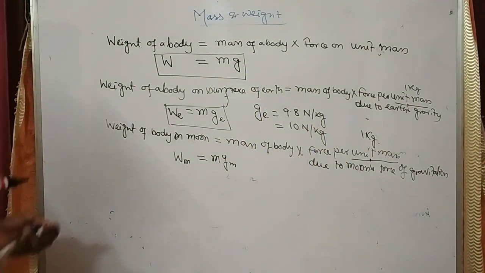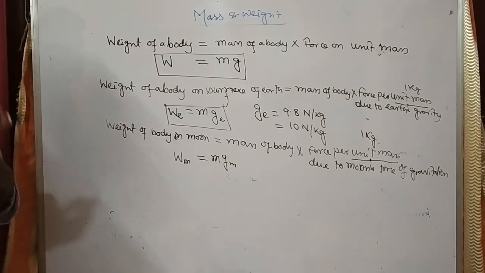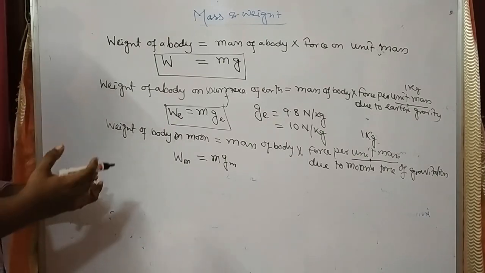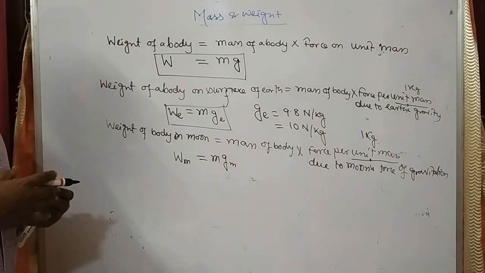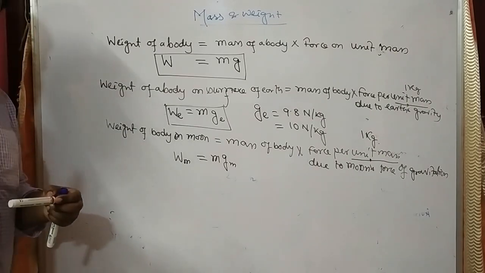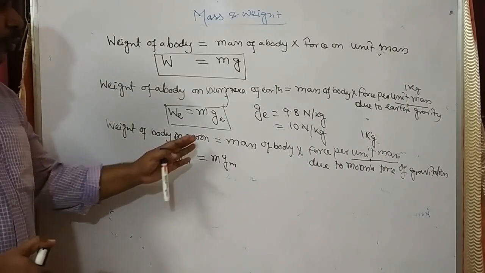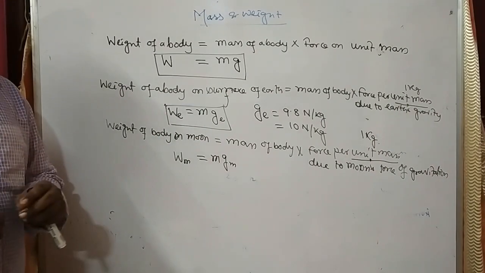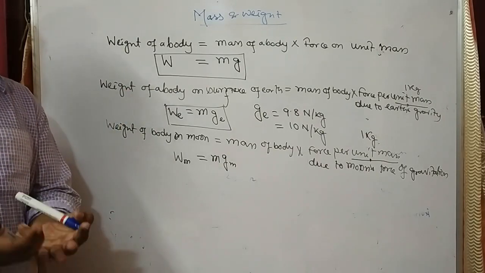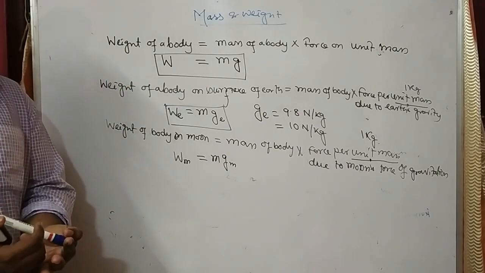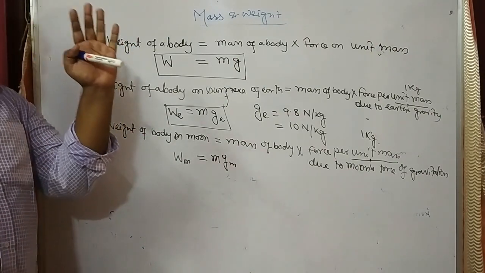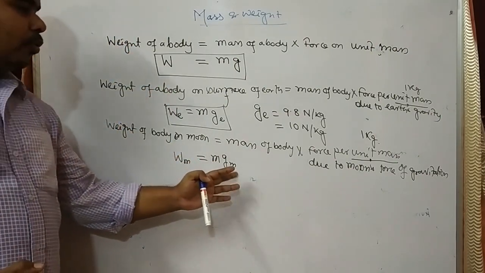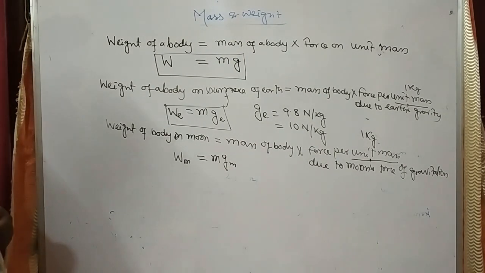Because the force of attraction is not the same on every planet or satellite. For Earth, whatever the force is, for another planet or another satellite it will be different. I have told in the previous class that this force depends on the mass of the planet or the mass of the satellite. So for different planets and different satellites, the value of GM is different.